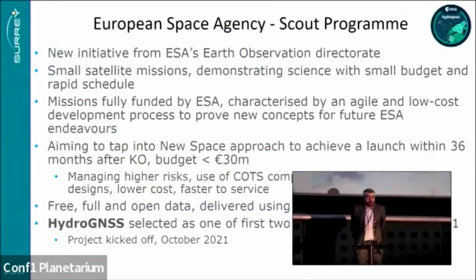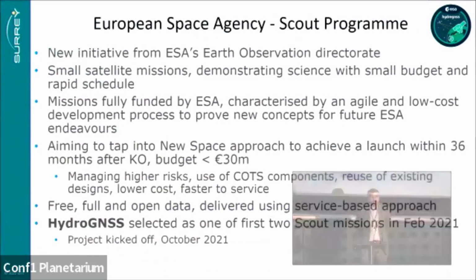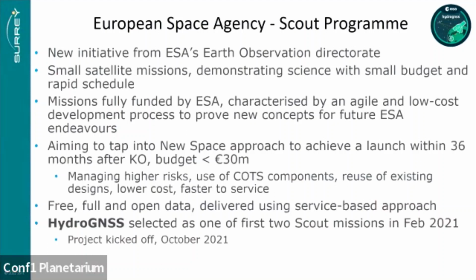So first of all, a little bit about the European Space Agency SCOUT program. This is a new initiative from ESA's Earth Observation Directorate, and its focus is on small satellite missions, demonstrating that you can achieve science with a small budget and rapid schedule. The missions are fully funded by ESA, and it's characterized by an agile, low-cost development process to prove new concepts for future ESA endeavors.